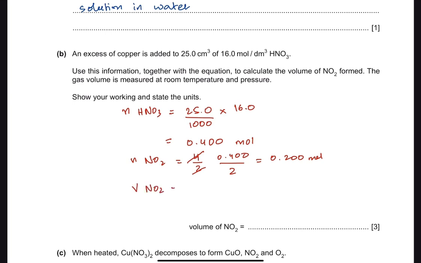Volume of nitrogen dioxide gas is going to be the moles times 24 dm3. So using this equation, we get 4.80 dm3, or if you're doing it in cm3, then don't forget to write 4800 cm3.